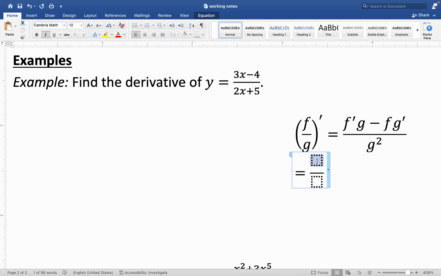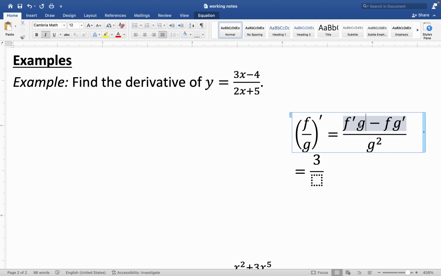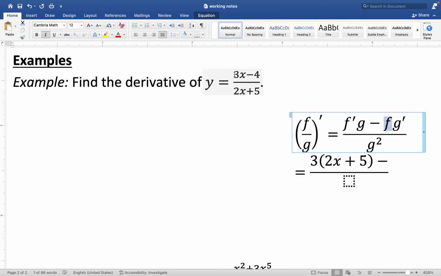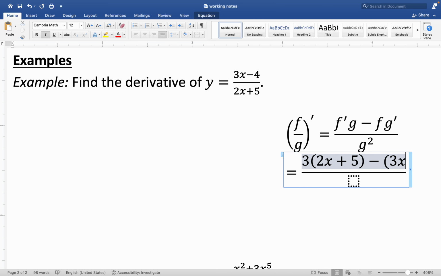That's just 3, right? Times g, that's just the bottom function, left alone. So 2x plus 5. So the 3 needs to multiply the 2x plus 5. And I got to put it in parentheses so that the 3 multiplies all of 2x plus 5. And now I'm here. That's the minus sign, so I'm going to copy the minus sign. And then I have what? I have f left alone. So that's just the top function left alone. That's 3x minus 4. I'm going to put that in parentheses.